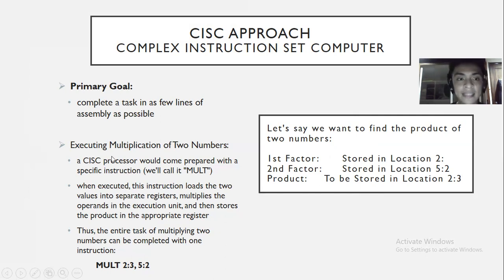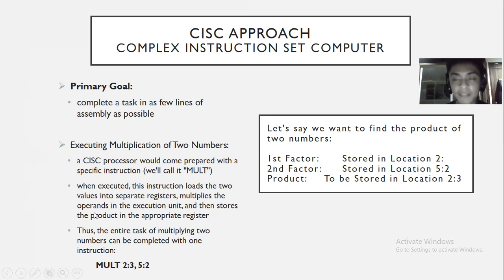Going back to CISC, a CISC processor would come prepared with a specific instruction. We'll call it mult, just for the sake of it. You can call it anything, but let's just say it's called mult. It can also be mul, depending on the assembly language. When executed, this instruction loads the two values into separate registers, multiplies the operands in the execution unit, and then stores the product in the appropriate register.